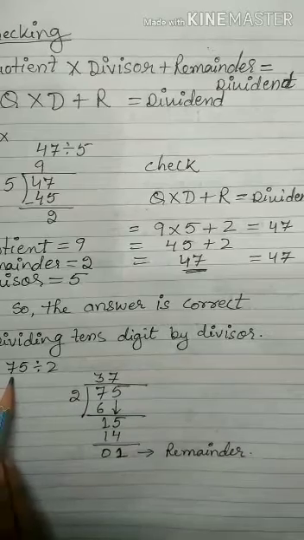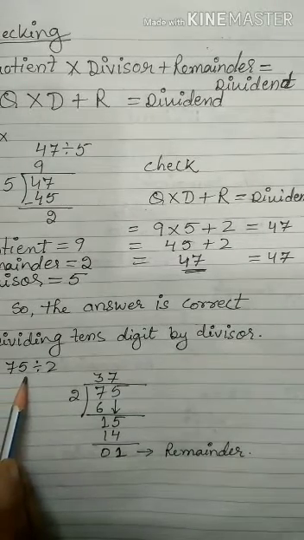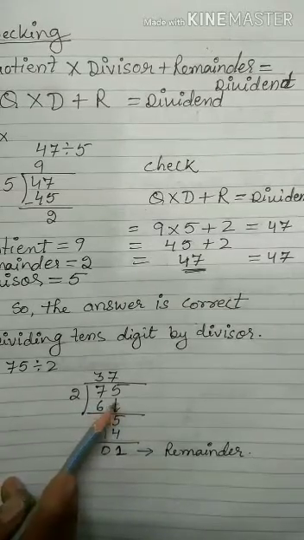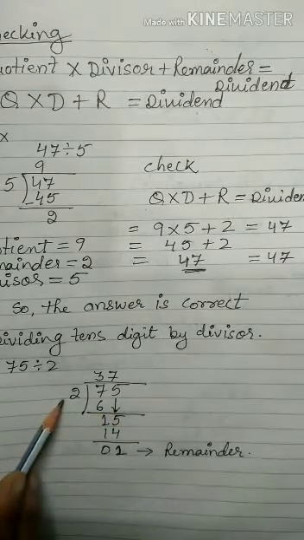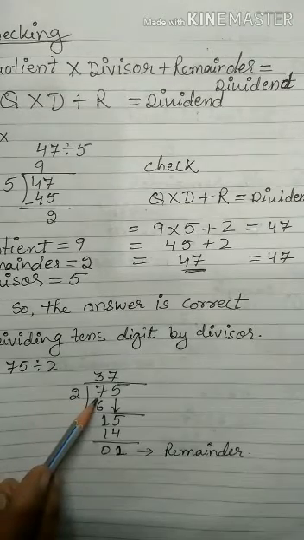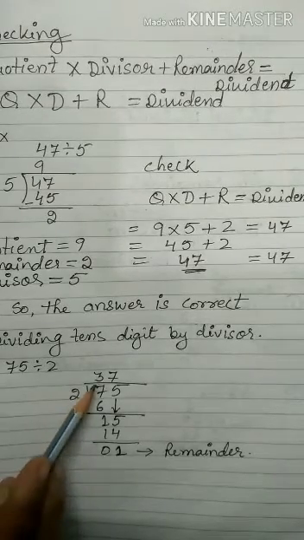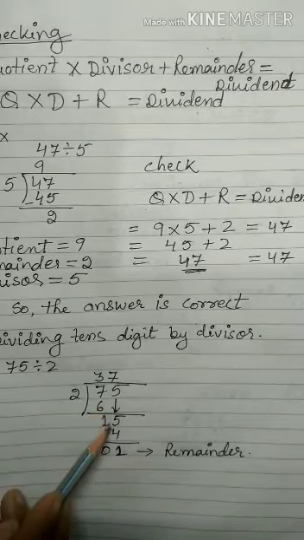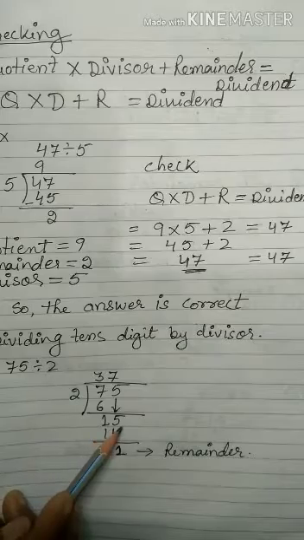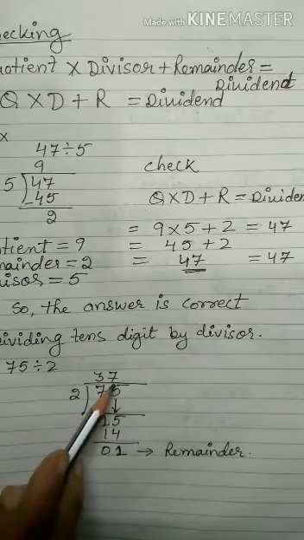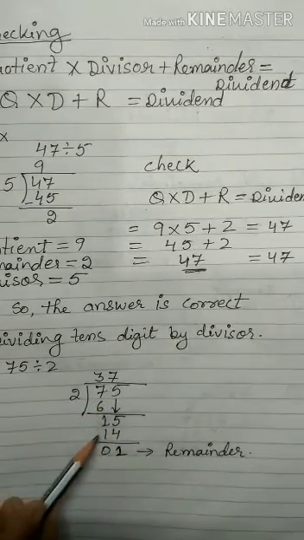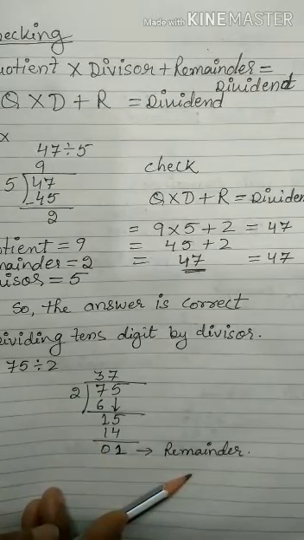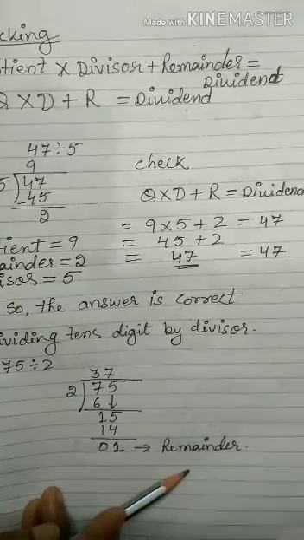Now dividing a tens digit number by a divisor. Tens digit means 2-digit. 75 divided by 2. First we see the first number, 7. 2 threes are 6, minus, 1. Then bring down 5. It becomes 15. Then 2 sevens are 14. 1 is the remainder. This way we can divide.